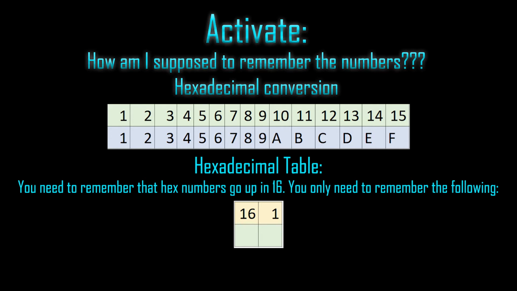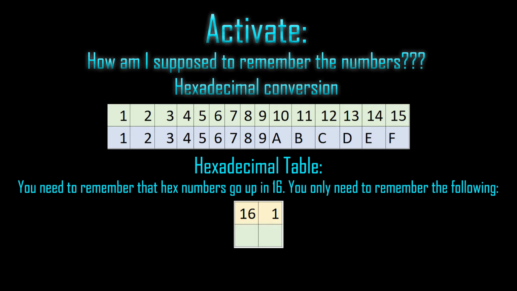So, how are you supposed to remember all these numbers? Well, we've got this hexadecimal conversion table here, going from 1 to 15, and then 1 through 9, and then starting on A, B, C, D, E, F. Simple, right? You get to 9, and as soon as you're going into double figures, you just start using A, B, C, D, E, F, up to 15.